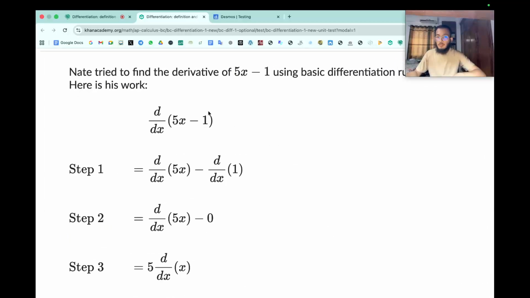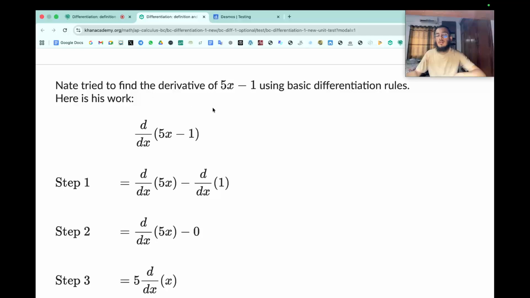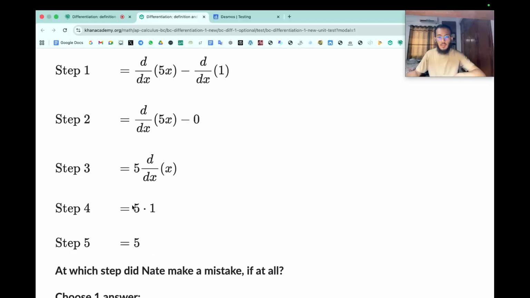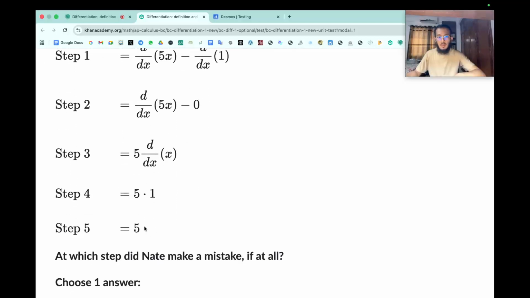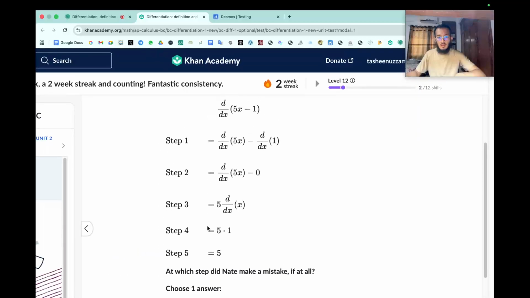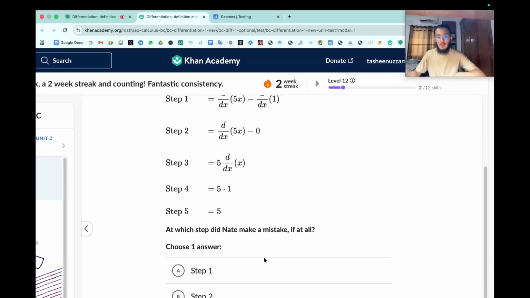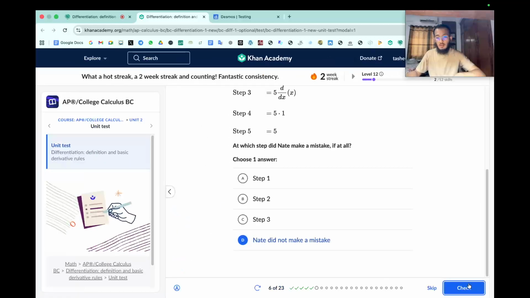Nate, pardon, tried to find the derivative of 5x minus 1 using basic differentiation rules. Here's the work. Basically d by dx, and we distribute the d by dx over this. The differentiation of a constant is 0. d by dx of 5x, 5 moves there. We have 5. And yes, the person is correct. The differentiation of 5x minus 1 is indeed 5. So no mistake at all.